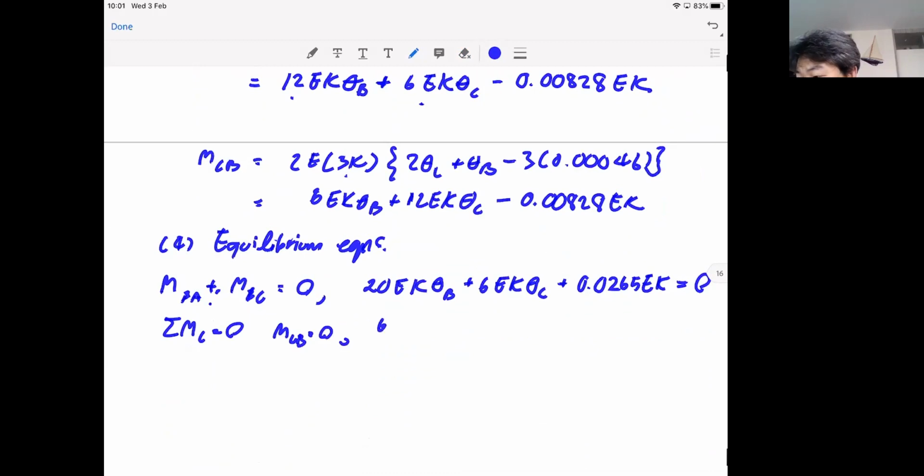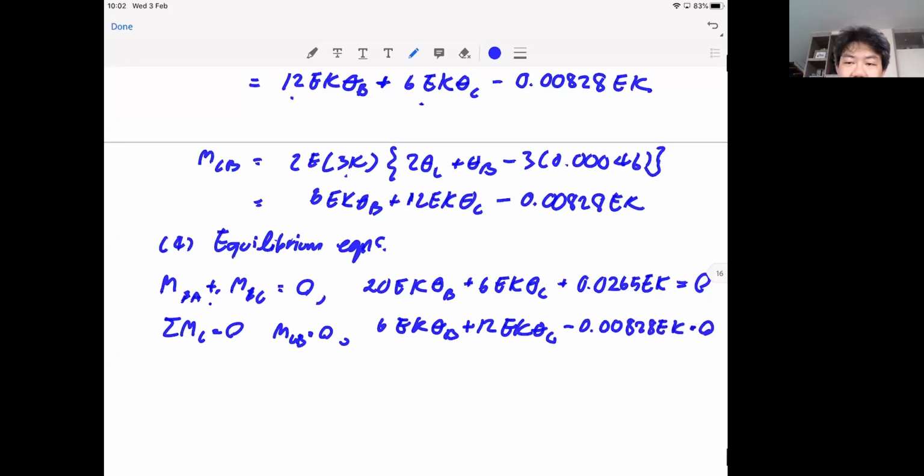So put together 6 EK theta B plus 12 EK theta C, and then minus that term, 0.00828 EK equal to 0. All right, so we have 2 equations and 2 unknowns, which means we can solve this. And before that, again, as usual, just take a look at the coefficient that you have. See, that's 6, that's 6. So again, it's symmetric. So we are good to go.